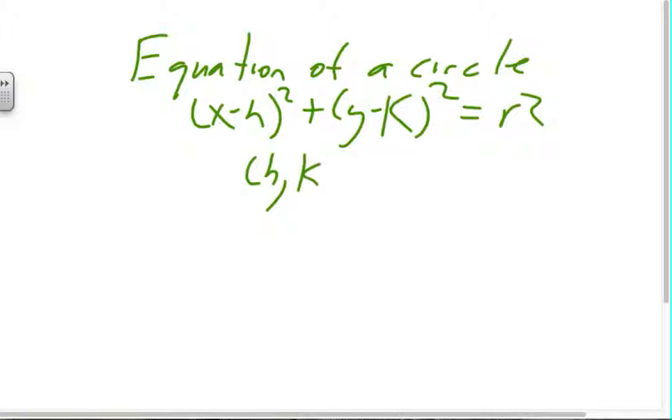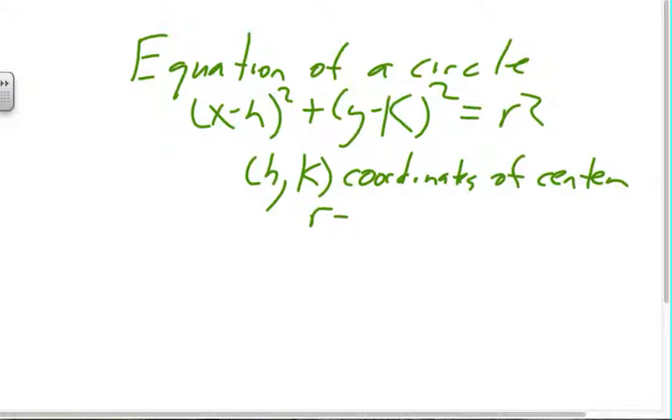H and K are the coordinates of the center of the circle. This is where the coordinate plane comes in. R is the length of the radius.